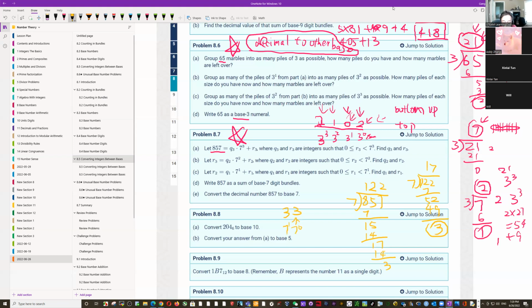Then we have 17. 17 divided by 7, we get 2 multiplied by 7 equals 14, and 3 as remainder. So that's 3 on the 7 squared position. Then we have 7 cubed, which is where this 2 goes. So basically this is going to be 2, 3, 3, 3 as a 7-base number.